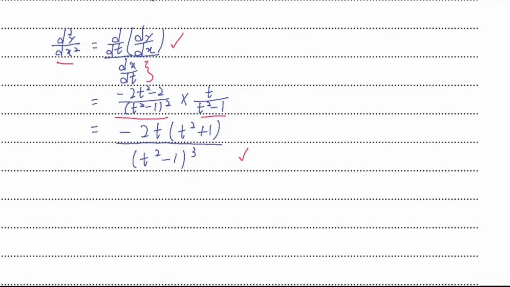So this would be the expression that we will actually get for d squared y over dx squared. For parametric equations, the second derivative is always one more step, so you just need to remember that formula.